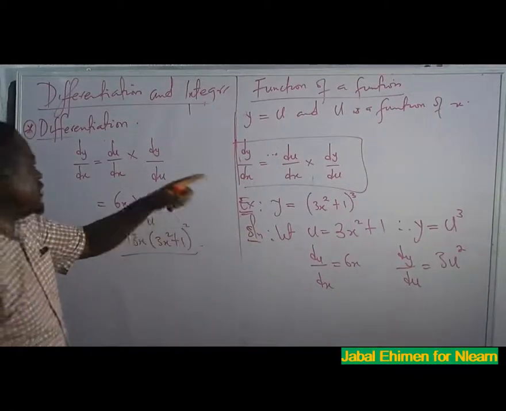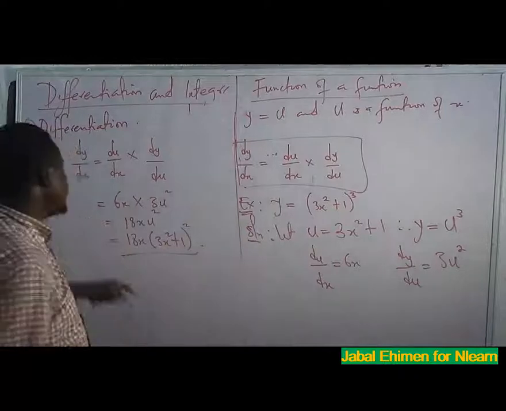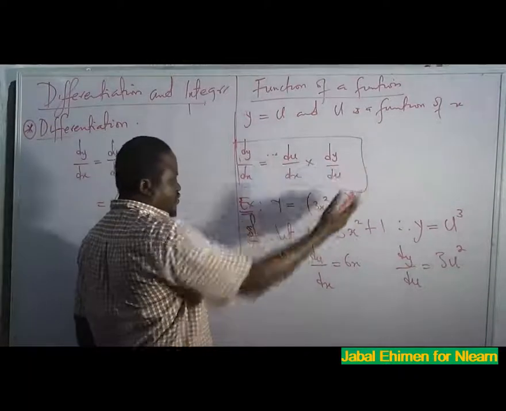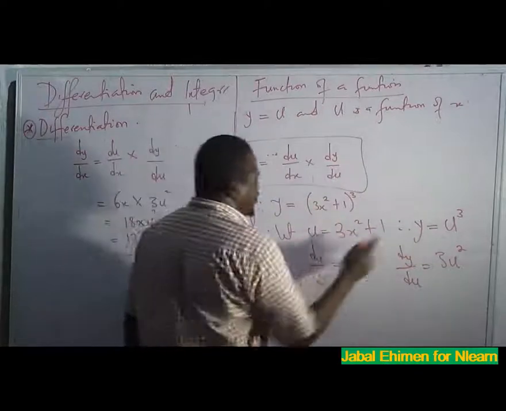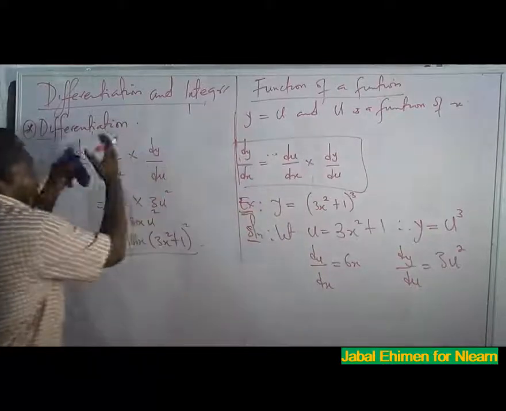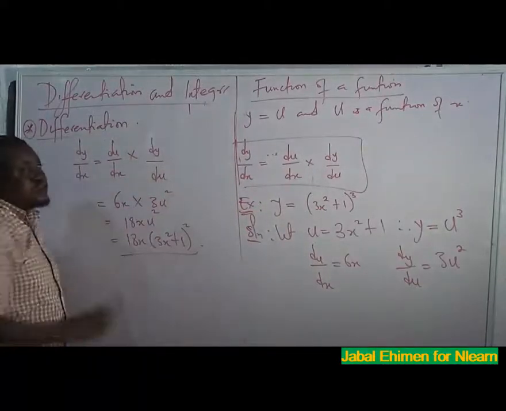But you can shorten that calculation. The normal procedure: y is (3x squared plus 1) to the power 3. Let u represent this, you find du over dx, then you find dy over du. You multiply them together, you replace the value of u, and you get your value.